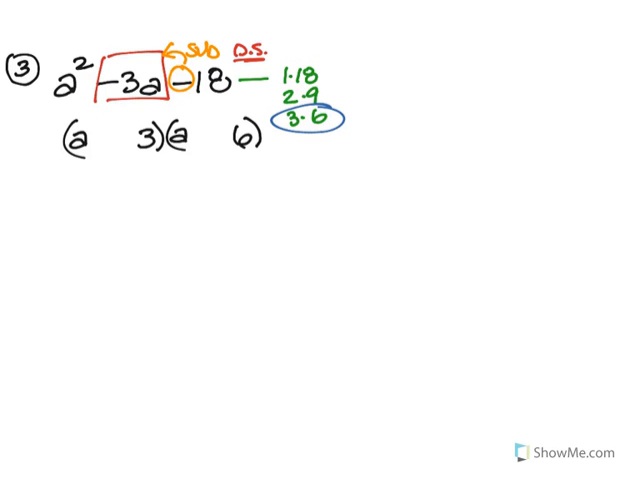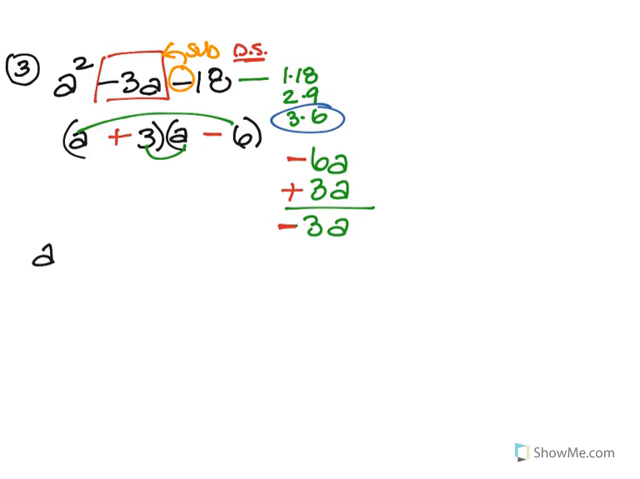And so we're going to check our outside, inside. That will give me 6a and 3a. And if I subtract, that will leave me with 3a. My 3 is negative. So that must mean I need a negative 6 and a positive 3, because keep in mind with subtraction, we have different signs. So our answer is a plus 3 times a minus 6.